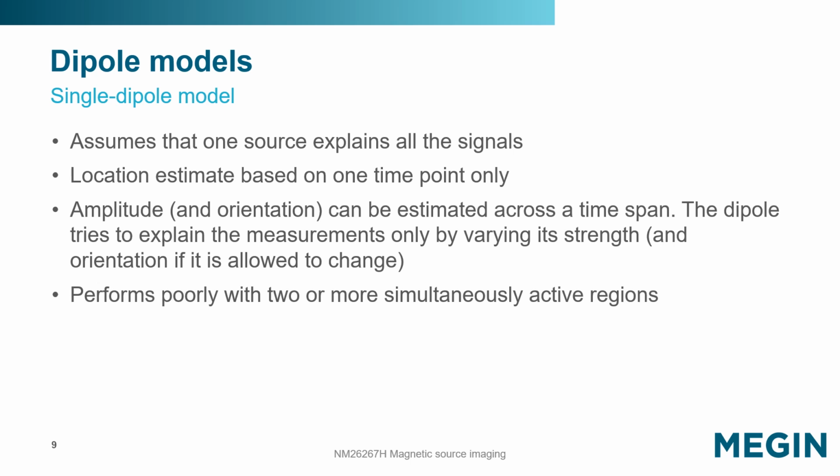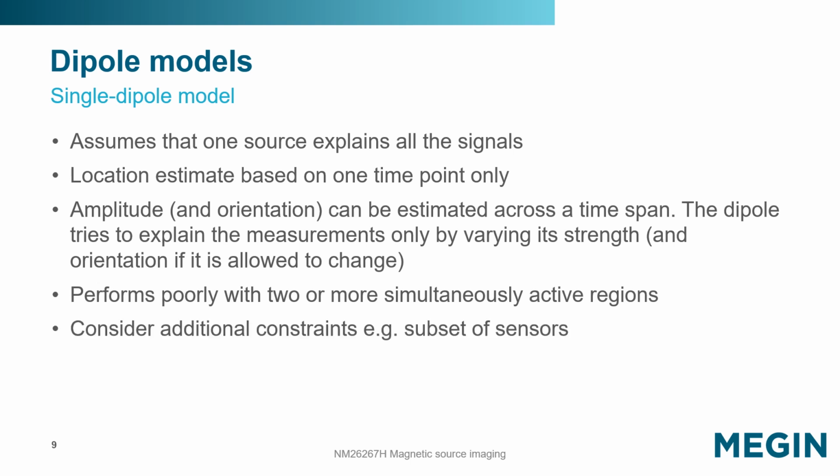Auditory experiment is a good example for this, because even in monaurally presented experiments, the auditory cortices on both hemispheres will be activated, and the single dipole fitting would place the dipole in the center of the brain. It is possible to further constrain the analysis by selecting a subset of the sensors. For example, selecting only sensors over the active cortex region of one hemisphere will usually produce a plausible dipole location.